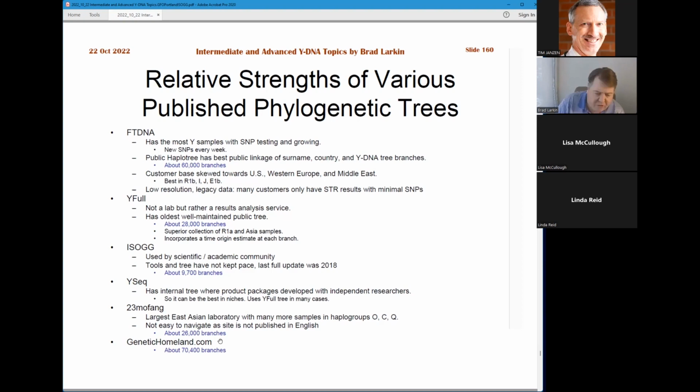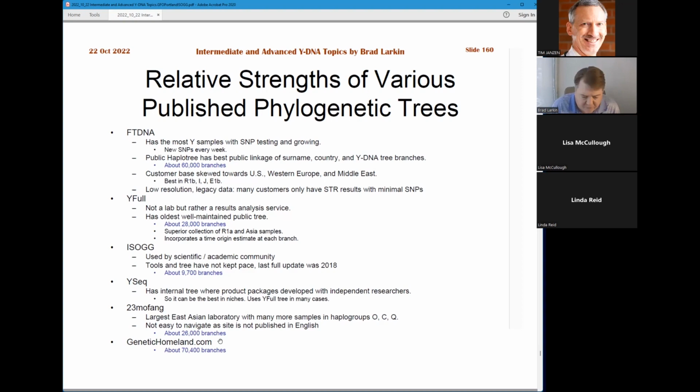YSeq has an internal tree where their product development's gone. I'm not aware of where it's fully exposed, but it can be the best in niches where they have a lot of customers, such as under M222. Their tree could be the best in that niche. But in general, they use the YFull tree for their broad classification. 23Mofang is the largest East Asian laboratory with a lot of samples in O, C, and Q. It's in the People's Republic of China. It's not easy to navigate the site as it's not published in English, but they have about 26,000 branches on their tree.